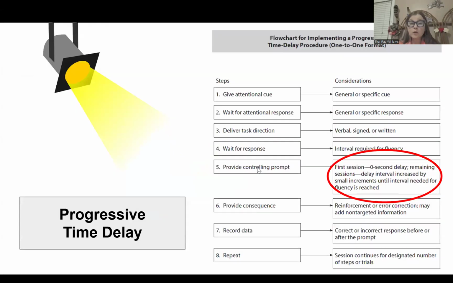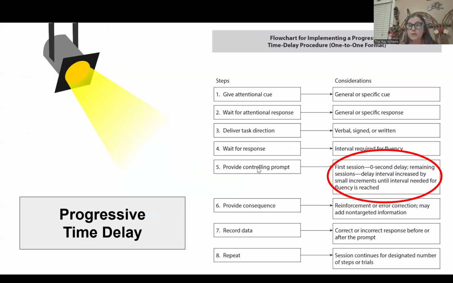Now we're ready for progressive time delay. So what I want you to do is, as always, stop your video, read through the steps and considerations, and specifically look for those components of an instructional trial, and then come back and join me.